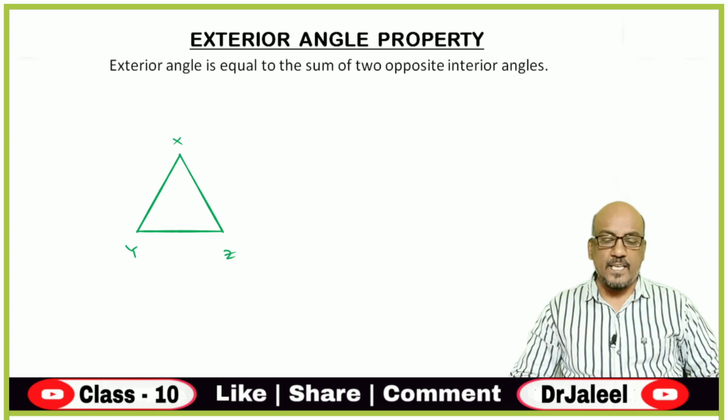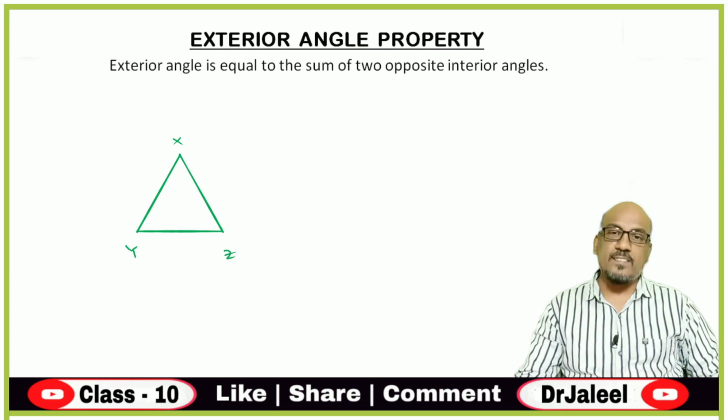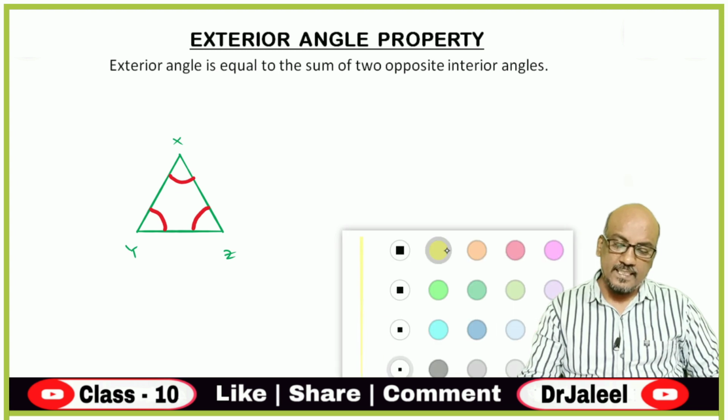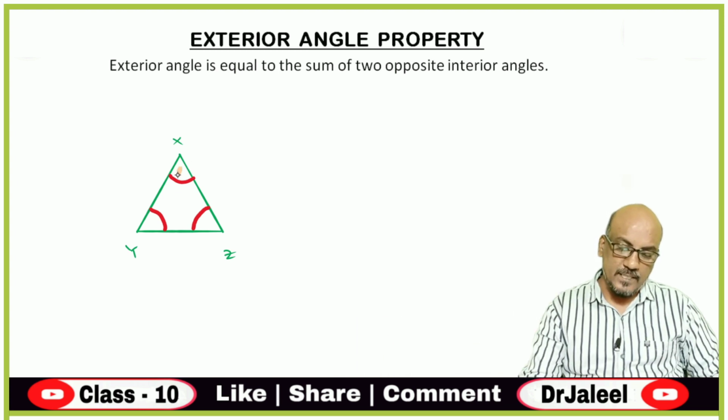Exterior angle is equal to the sum of two opposite interior angles. So children, here first let us know what are interior angles. This, and this. These 3 are called interior angles. So let me shade them for your better understanding.